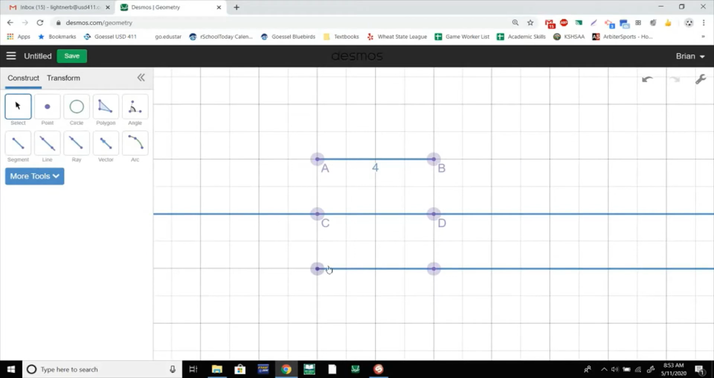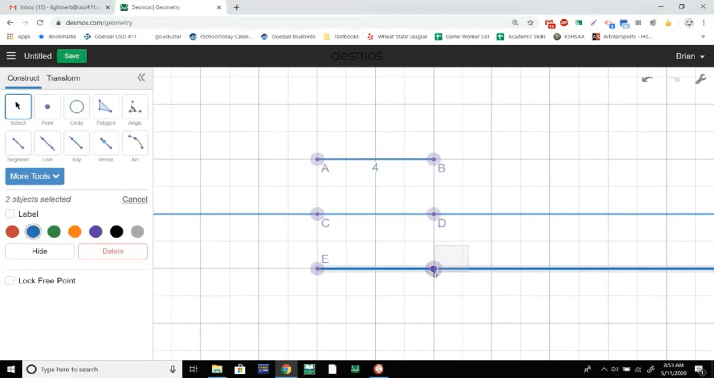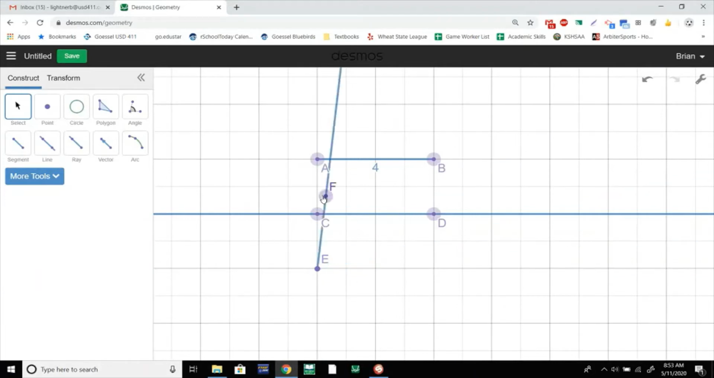So again, we can give our labels here. Label that. Label that. Okay, and notice I can move this around, and this ray can be any direction. Okay, let's lock that one. And see, I can have ray EF.